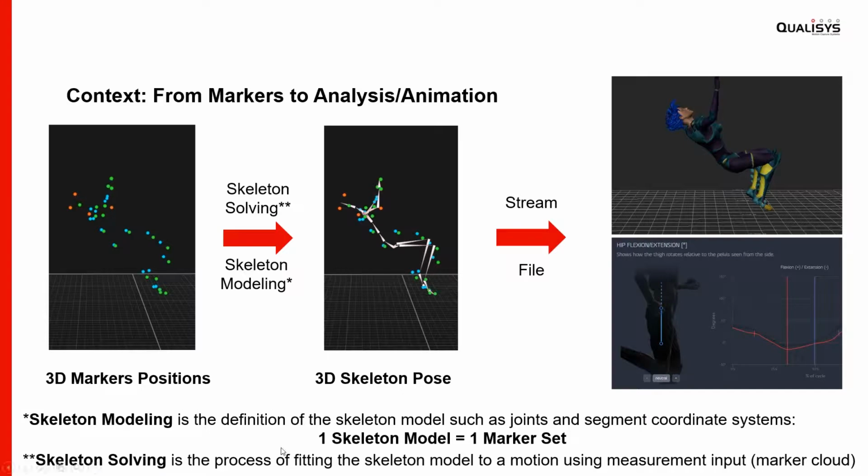Skeleton modeling is the definition of the skeleton model, such as the joint positions and the segment coordinate systems. At Qualisys, and sometimes elsewhere, what we call a skeleton model is also called a marker set. So each marker set that we have at Qualisys is a different definition of a skeleton. It means approximately the same thing.